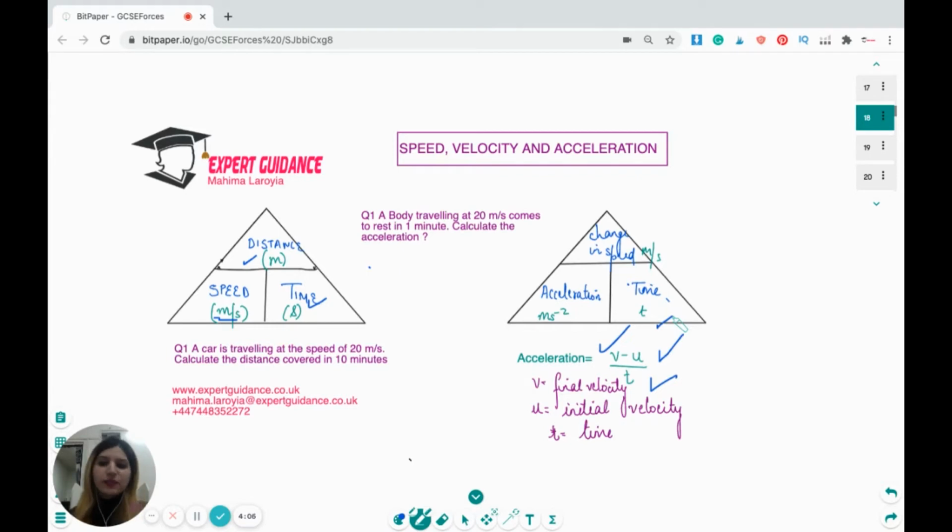So what is speed? Speed is distance over time. What is distance? It is speed into time. What is acceleration? It is change in speed over time. And how do you work out the change in speed? We do final velocity minus the initial velocity.